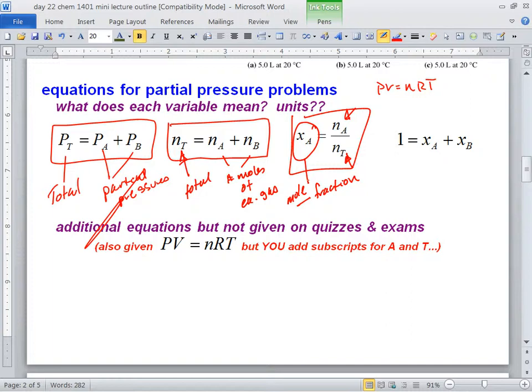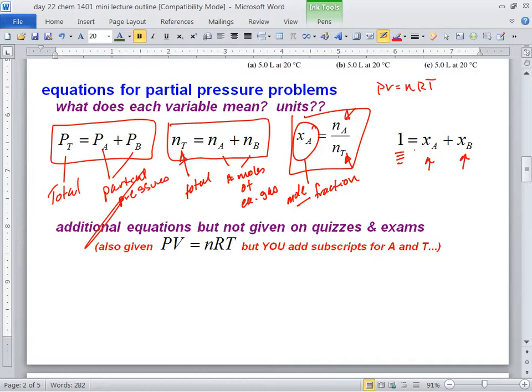Okay. So that's probably in the homework, but like I said, you probably won't see it too much. But if you add up all the mole fractions, if you have 2 gases, you add up both their mole fractions, well, you better get 1, because if it's half A and half B, you always add up fractions, you always get 1. Okay.